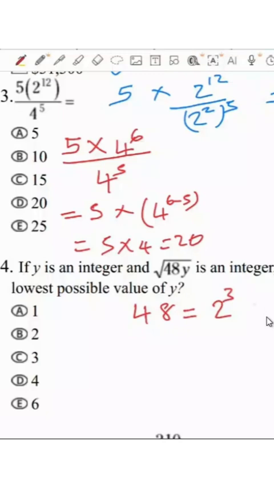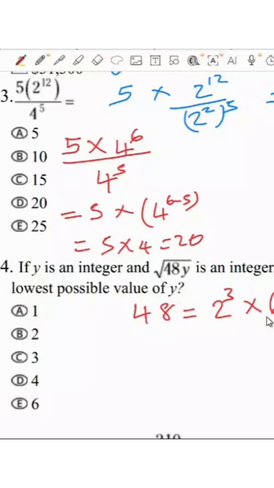Next, 48 is 2 raised to the power 3 times 6. That is 8 times 6. So 6 is the same thing as 2 times 3. So we have 2 raised to the power 3 times 2 times 3. If we combine all the 2s together, it will now be 2 raised to the power 4 times 3.